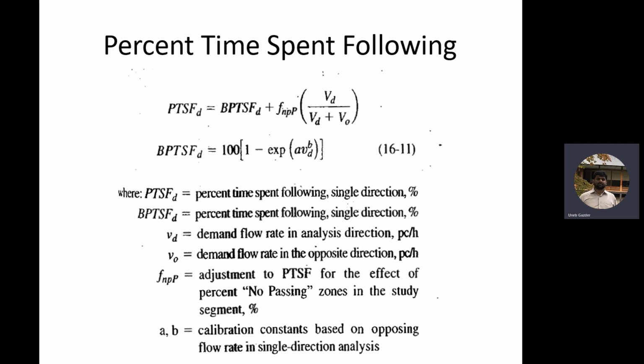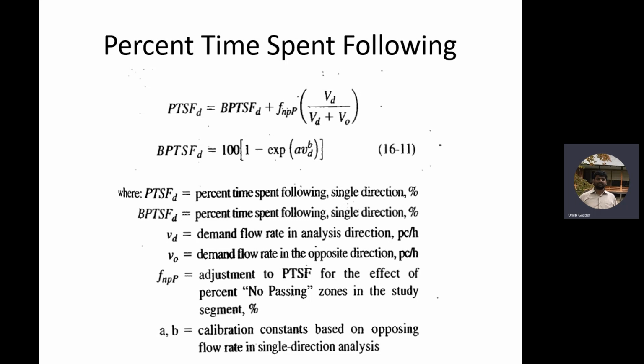Then percentage time spent following is calculated using these 3 equations. The first equation is for calculating the PTSF, and then we need a base percentage time spent following, which is from the second equation. Okay. So in this equation, you can see I need A and VD and B. I'm talking about the second equation. Now VD means what? VD means flow rate in your direction. And then if you go to the first equation, you see V naught as well, right? The flow rate in the other direction. They will use it in many equations. So VD means your direction flow rate. V naught means flow rate in the other direction.